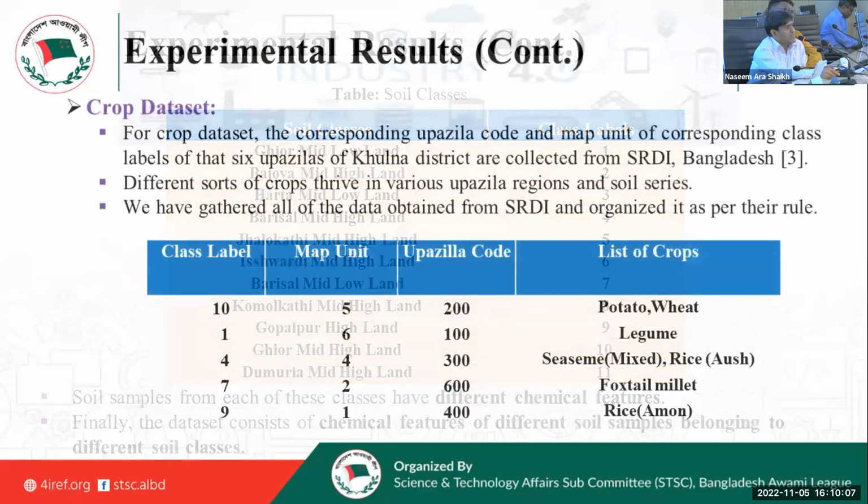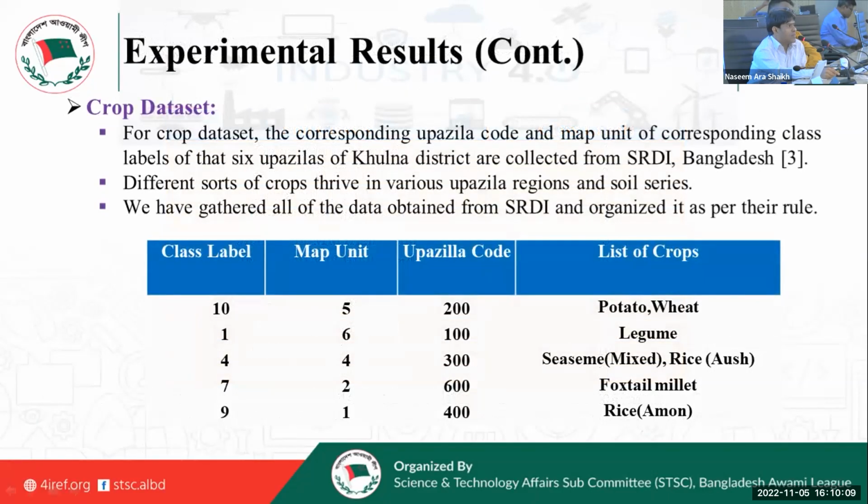And this is some example of the crop dataset, where the class labels are like 10, 1, 4, 7, and 9. And these are some crops: potato, wheat, legume, sesame, foxtail millet, and rice.